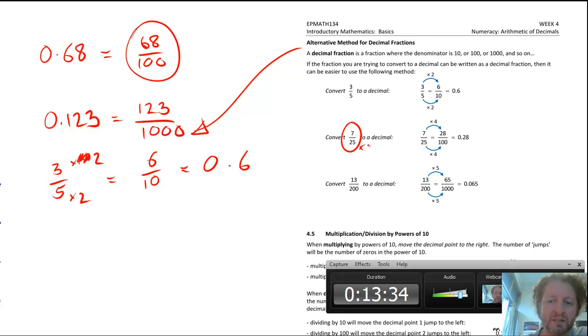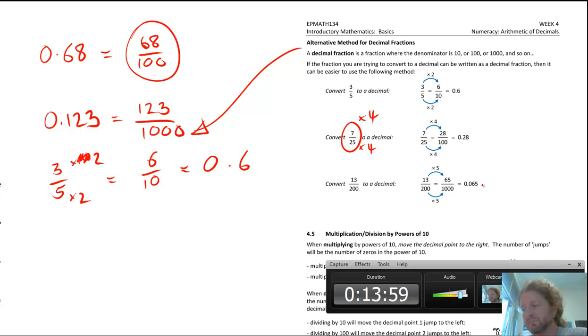If you spot that multiplying that denominator by 4 will get you to 100, and times by 4 on the top will keep it an equivalent fraction, well, I get 28 on 100, which is 0.28. 2 zeros, 2 decimal places. Again here, a denominator of 200 easily became 1,000 by timesing by 5. We did the same to top and bottom. 3 zeros meant 3 decimal places, and there's 0.65 with 3 decimal places.